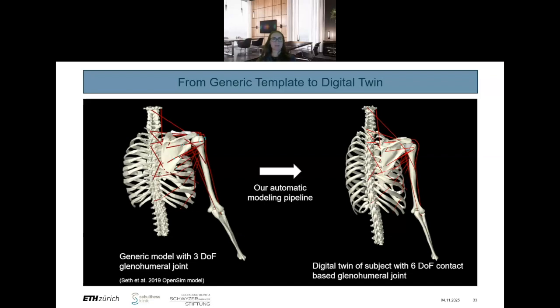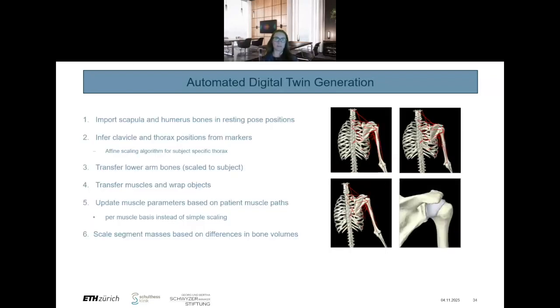And then we wanted to make the patient-specific model that also included patient-specific bone anatomy and muscles. So we've basically gone from a 3 degree of freedom glenohumeral joint based on the OpenSim model by Seth et al. We developed an automatic patient modeling pipeline, and then we have a digital twin of one of these biplane subjects with a 6 degree of freedom contact-based glenohumeral joint. So briefly, we import the scapula and humerus bones in the resting position. So this is a big difference, I think, to many current patient-specific modeling pipelines.